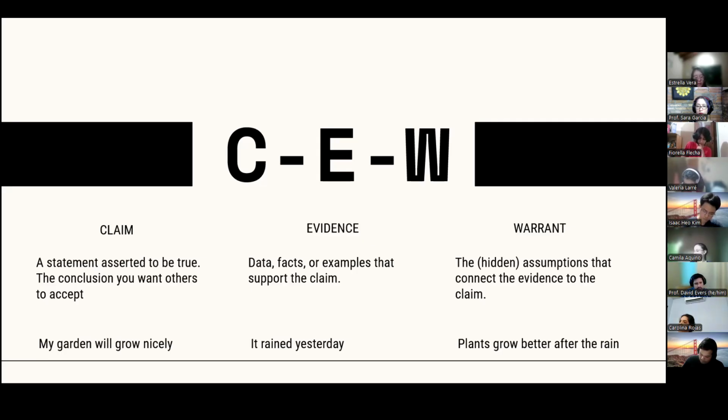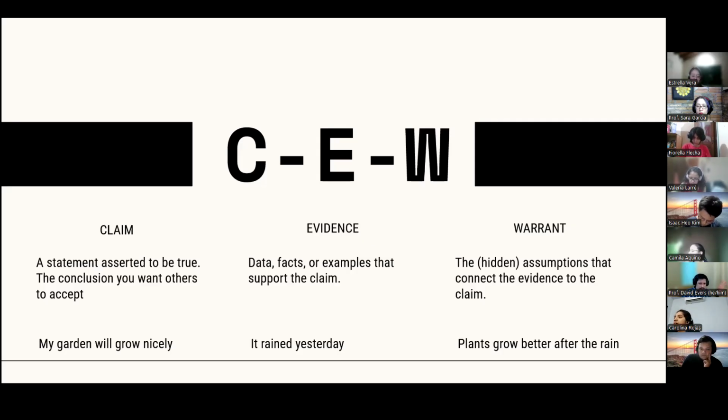What is my warrant in this case? If I say my garden will grow nicely, and in another sentence I say it rained a lot, the warrant is that plants grow better after it rains. So it's a connection, it's an assumption that connects the evidence and the claim.